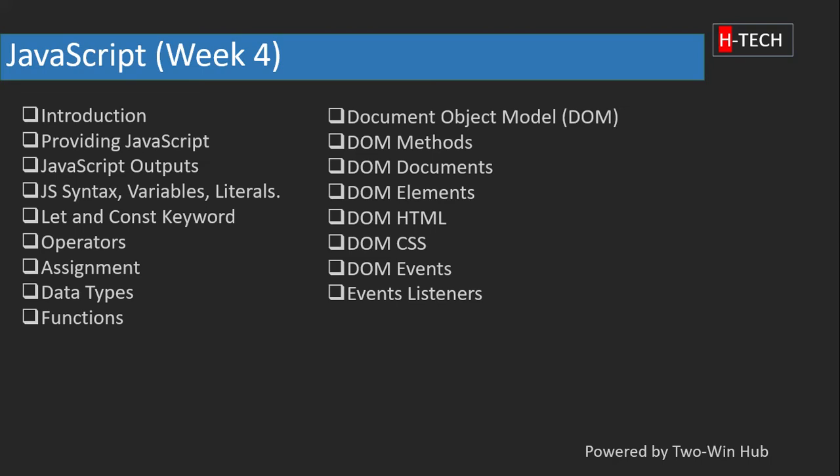Then we move properly to the document object model, because everything on your browser is treated as a document. So if you want some kind of functionality, you must know how to work with the document, with the DOM. We'll talk about DOM methods, DOM documents, DOM elements, DOM HTML, DOM CSS, DOM events. Events are actions, and then event listeners.